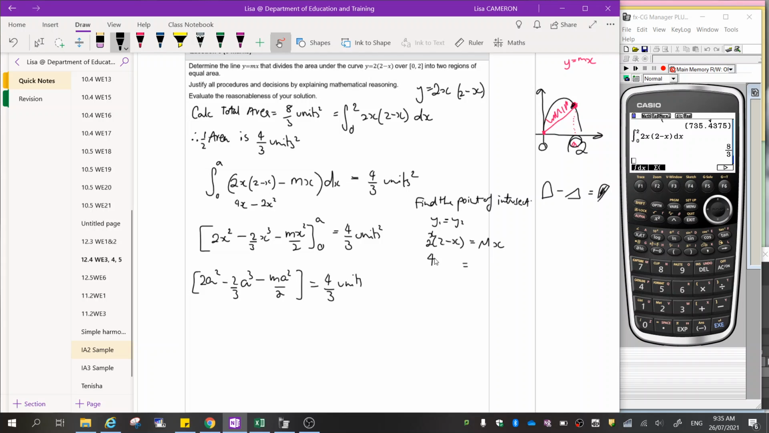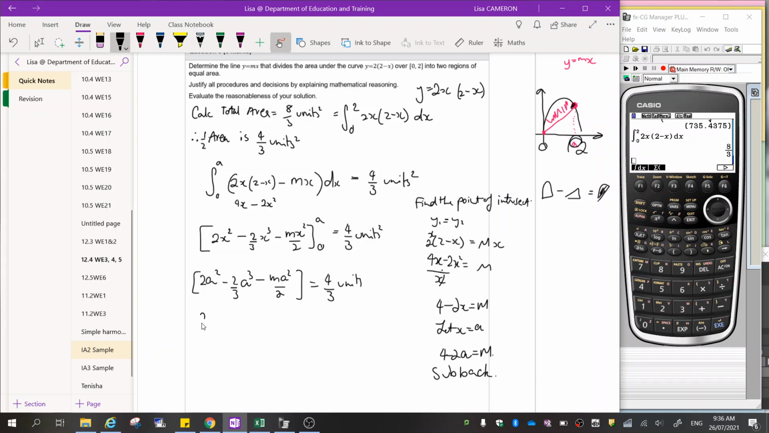Now I can rearrange, that's missing an x. So that's really 4x minus 2x squared. And if I divide this by x, I'll be left with it in terms of m. So cancel, cancel, cancel. 4 minus 2x equals m. And we're going to let x equal a, because that is the point here where that's a. So my x value is really a. So now I know that 4 minus 2a is equal to m. And I'm going to sub that back in.